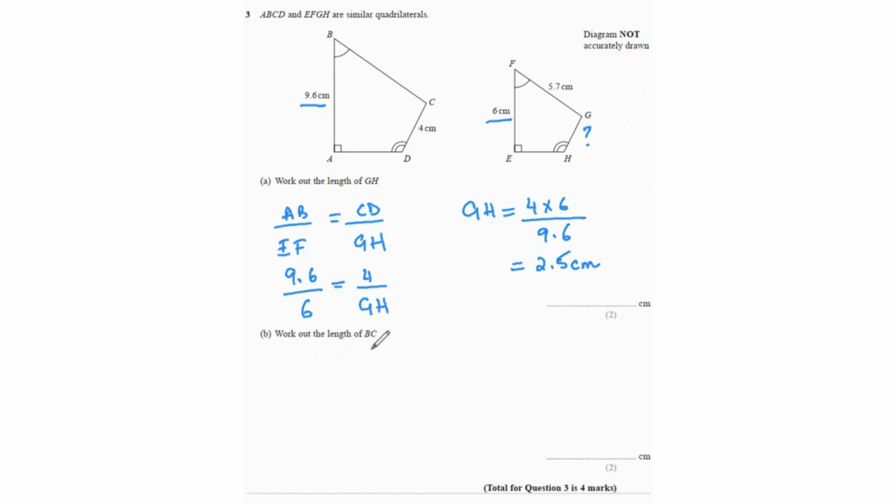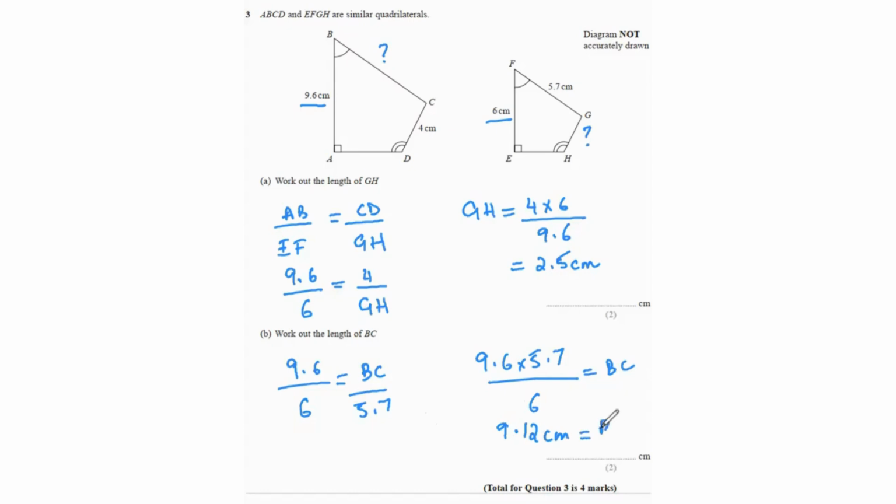Then they're asking us to work out the length of BC. So that's this one. Same thing. 9.6 over 6 is now equal to BC. And the corresponding length to BC is FG. So 5.7. So 9.6 times 5.7 over 6 is BC. And that is going to give us 9.12 centimeters. That is the length of BC.